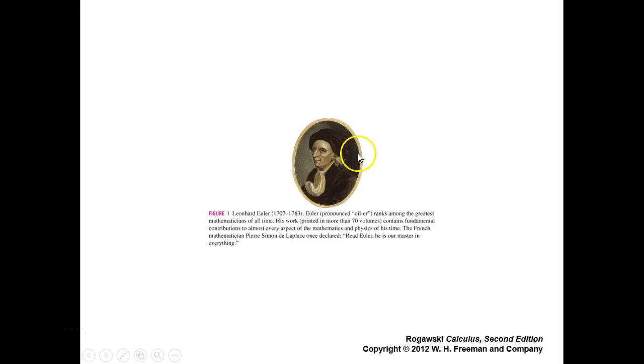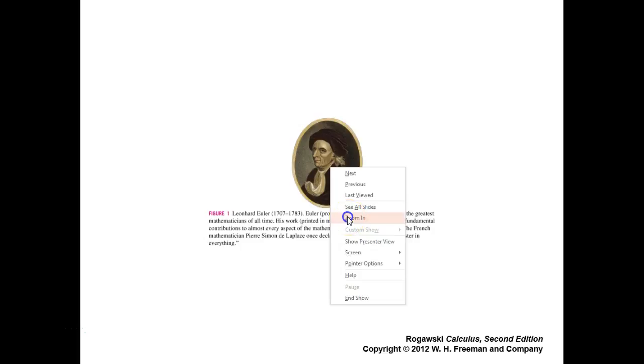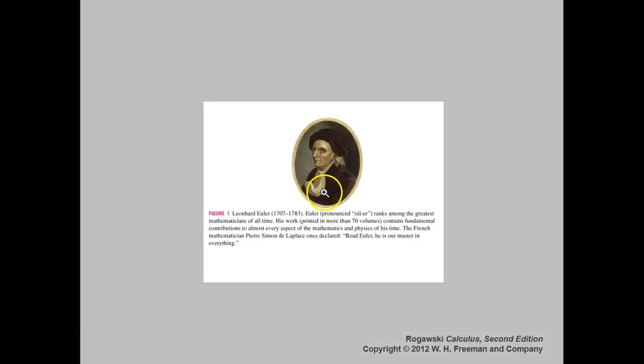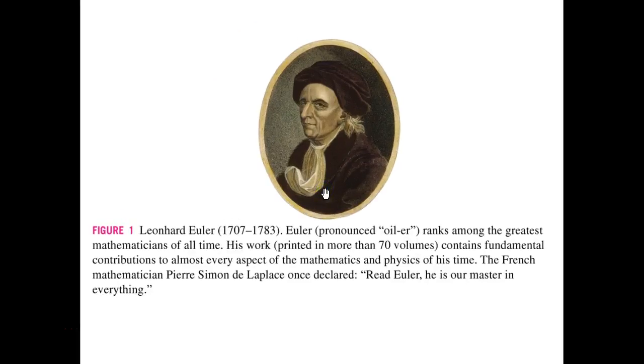Okay? Now, this is something worth looking at because, by the way, remember there are papers due in this class. Here is somebody you might choose to write on. Leonard Euler. It looks like it's Euler. I used to call it Euler until I saw a book that said, no, it's pronounced Euler, like the Houston Oilers, but they don't exist anymore. He ranks among the greatest mathematicians of all time. He was a really handsome character too, by the way. His work was printed in more than 70 volumes.